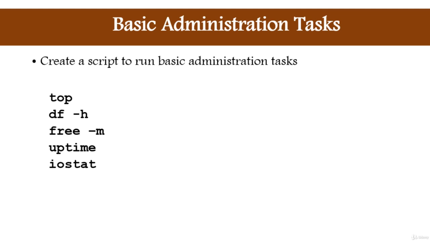Second one is df -h. Third one is free, which will check the memory. By the way, df is to check the disk space. Uptime is to tell when was the last time the system rebooted, and the system load. iostat is input/output statistics. So I'm sure you know these commands already. If you don't know, that is fine. You could look it up and find out what the command does. But anyway, these commands are there to check the system health.